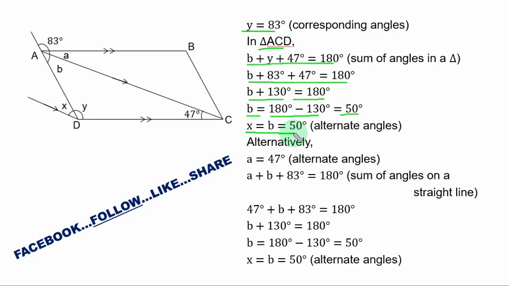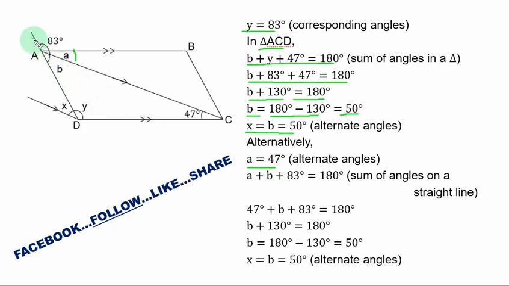Alternate angles. Alternatively, you can as well get a first. For you to get a, this line AB is parallel to DC. That means angle A is equal to 47, alternate angles.